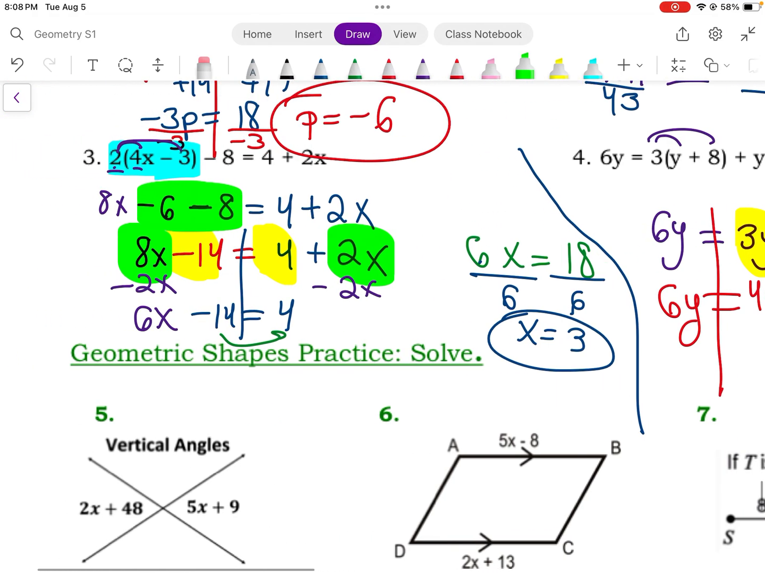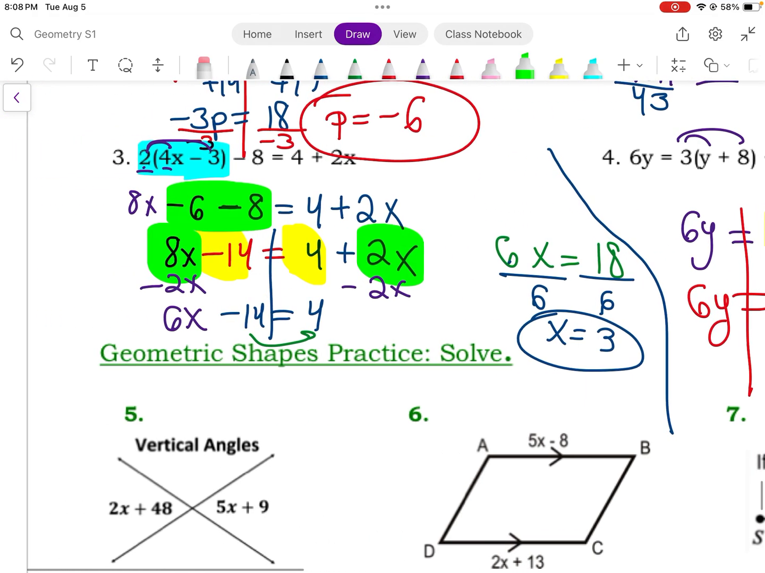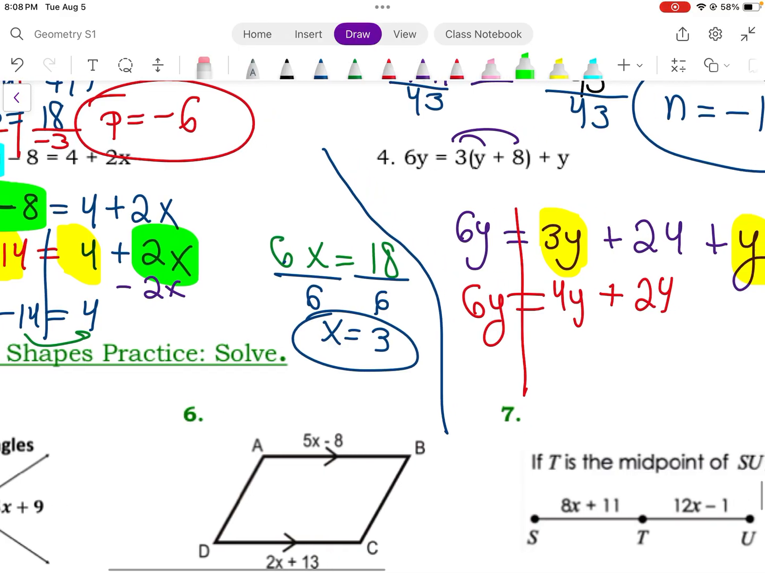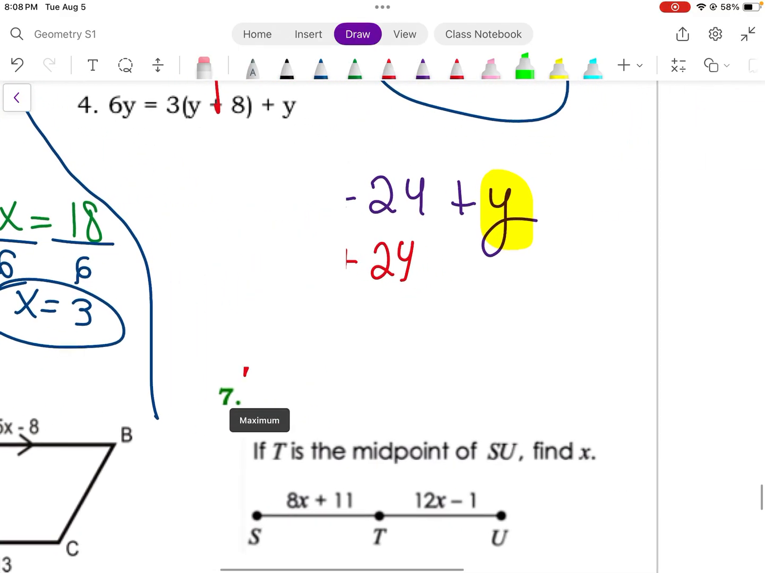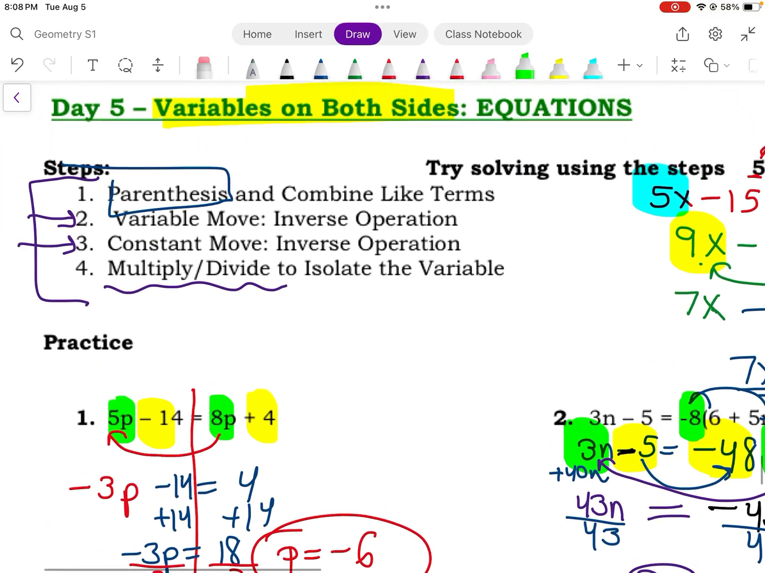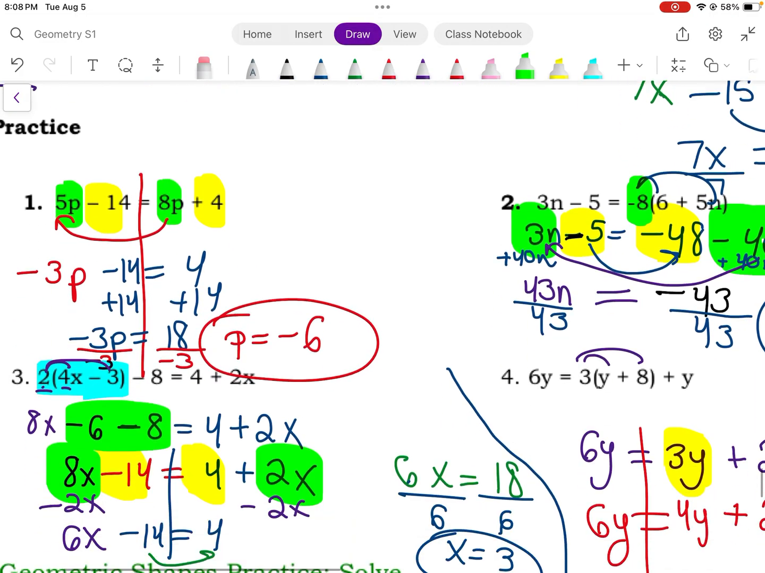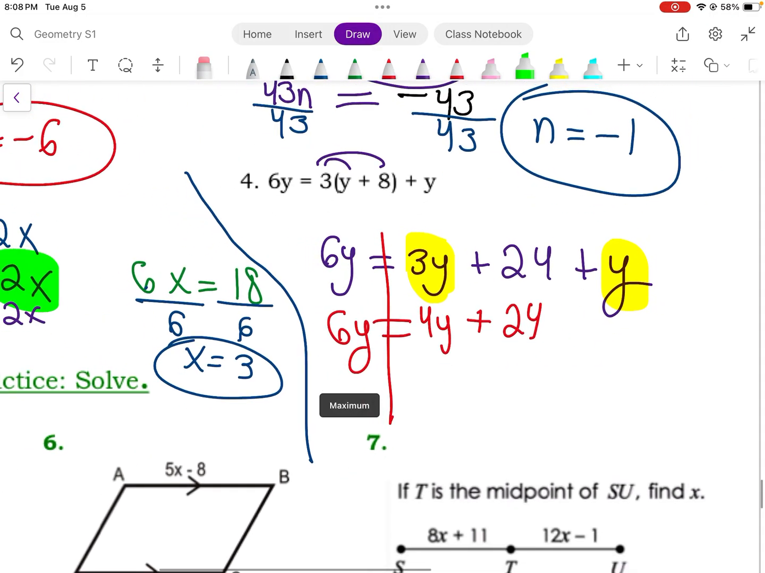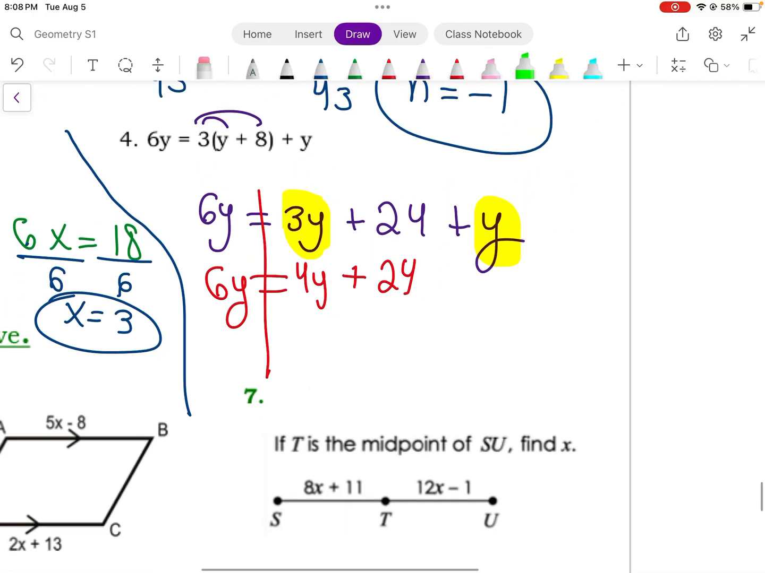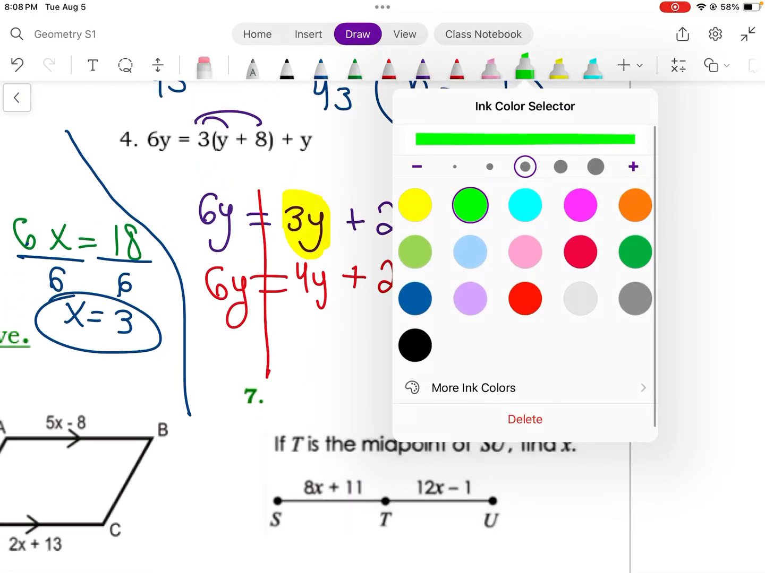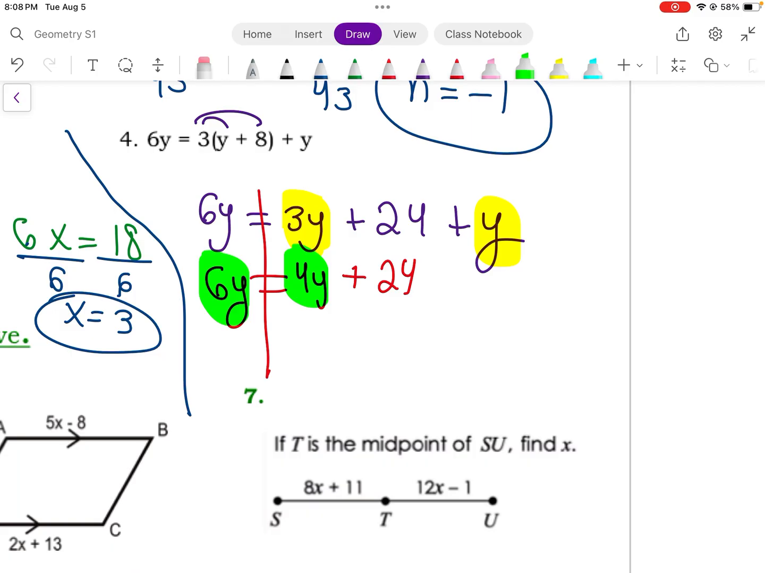All right, we're moving right along, y'all. So let's think about it. So we had the parentheses. Then we combine like terms. Now what? Go back to our steps. Variable, move. So we have to move one of the variables to the other side. So which variable are we going to move? Well, the 6y is lonely. So let's move that 4y over, and that'll make 2y. Again, I am subtracting the 4y. Okay, and then I'm going to divide 2 to both sides, and y equals 12.